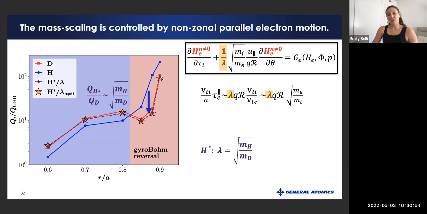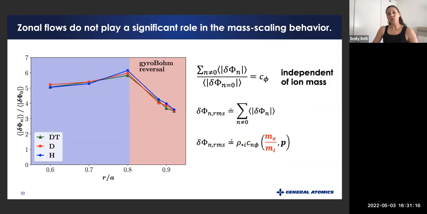So here by the orange stars, we show that by omitting lambda from the zonal n equals 0 electron equation, so that it applies only to the finite n non-zonal modes, makes no significant difference to the modified simulated hydrogen simulations. And this indicates that the mass scaling is controlled by the non-zonal parallel electron motion. Or in other words, that zonal flows do not play a significant role in the mass scaling behavior or the transition from naive scaling to strong non-adiabatic.